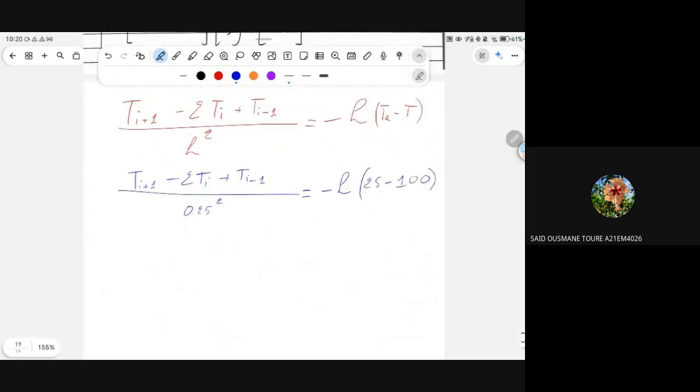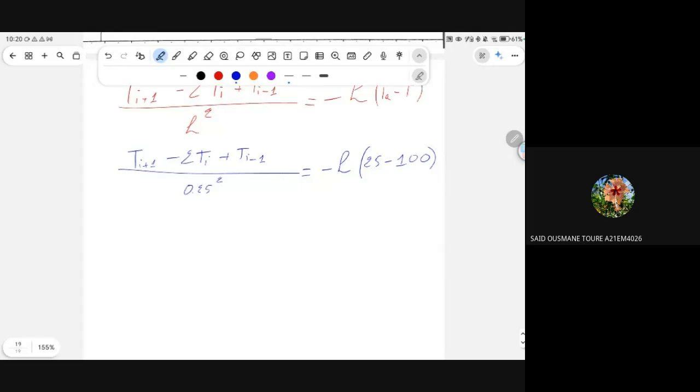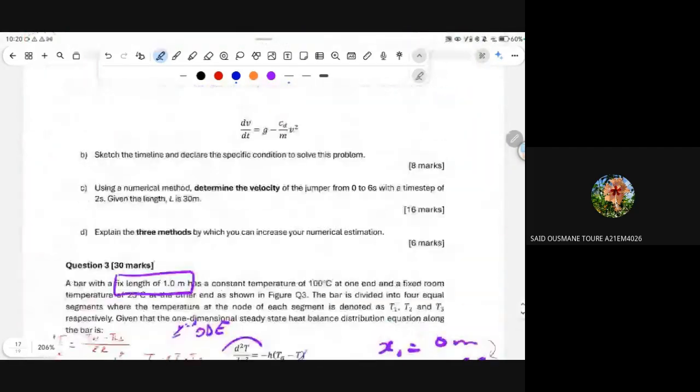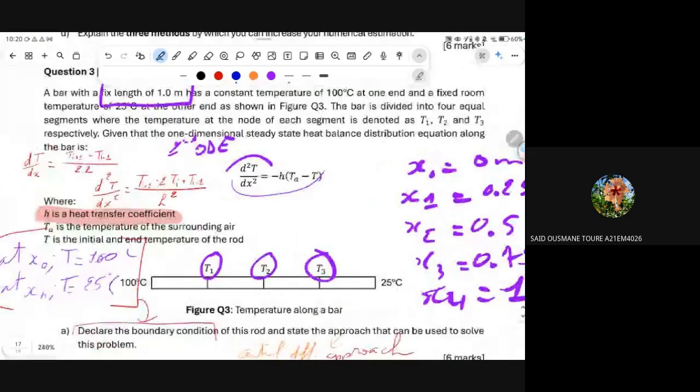So how do we express them? Go ahead. The h in the question, yeah, the heat transfer coefficient. They say where h is a heat transfer coefficient, supposed to be equal to 0.01. Okay, get it?